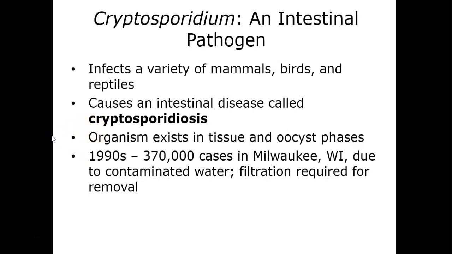Cryptosporidium infects a variety of mammals, birds, and reptiles, and it results in a disease known as cryptosporidiosis. The organism exists in the tissue, also has that oocyst phase to it as well. The organism was really found in the early 1990s. There were about 370,000 cases in Wisconsin from contaminated water. And patients typically present with things like headache, sweats, vomiting, cramps, as well as diarrhea.